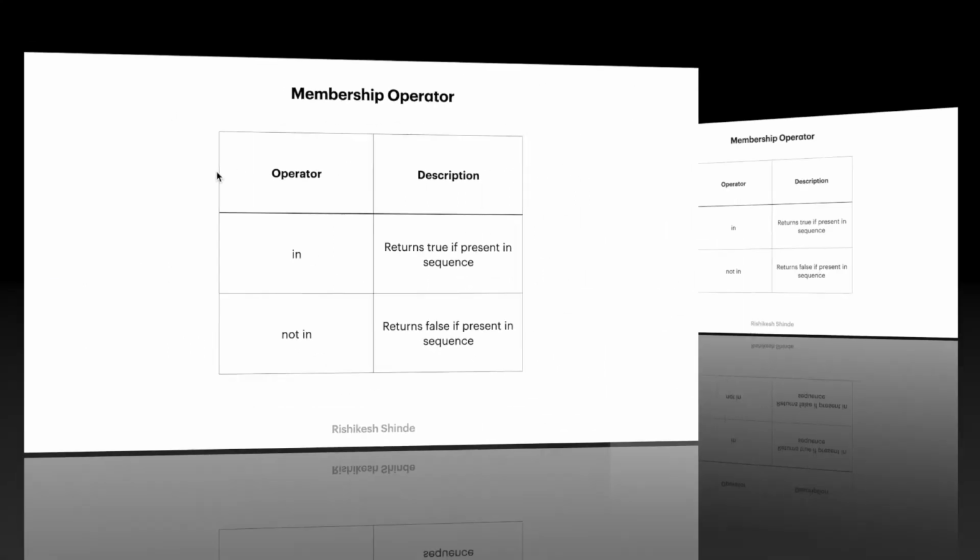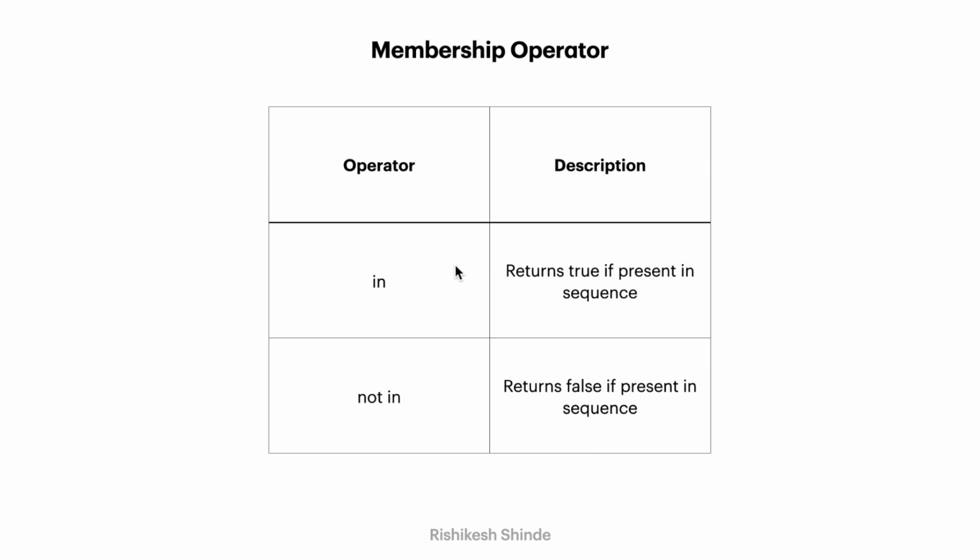I hope you understood. These are very useful operators if we have to check conditions, that if something is present in a sequence then do these steps, if something is not present in this sequence then do these steps. So these operators come in very handy in those situations. I hope you understood well.